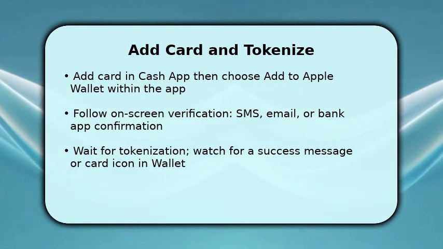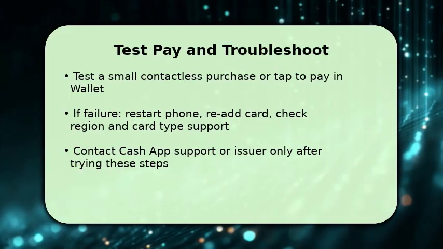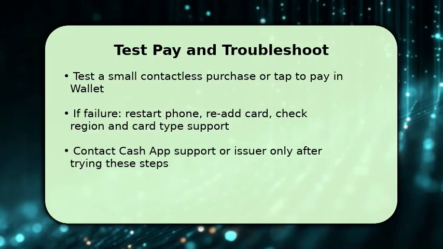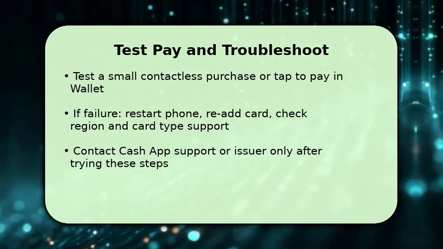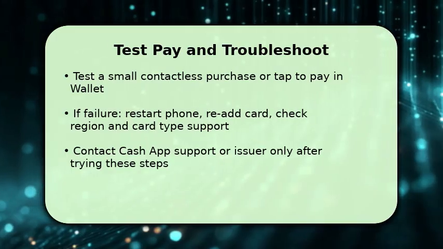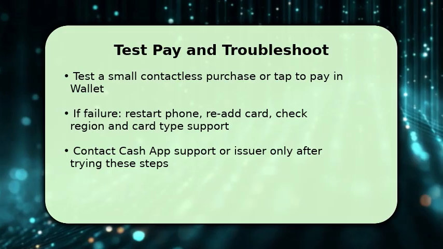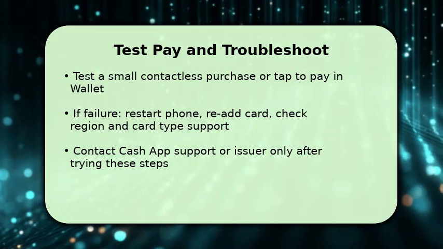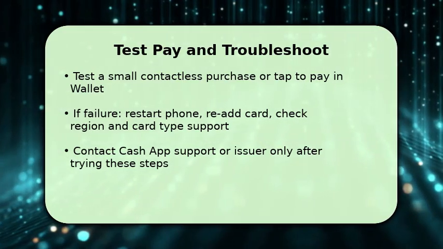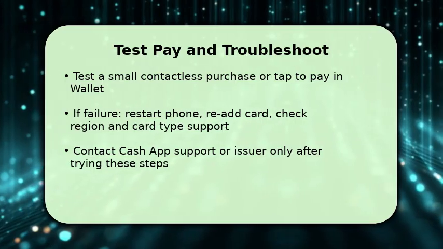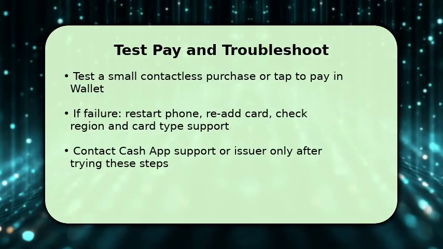Now test Apple Pay by making a small contactless purchase or using the Wallet Tap to Pay test. Authenticate with Face ID or Touch ID and watch for approval. If it fails, restart your phone, remove and re-add the Cash App card, and confirm your card type and region support Apple Pay. Prepaid or some business cards may be restricted. If problems persist after these steps, contact Cash App support or your card issuer with transaction timestamps so they can trace the token.